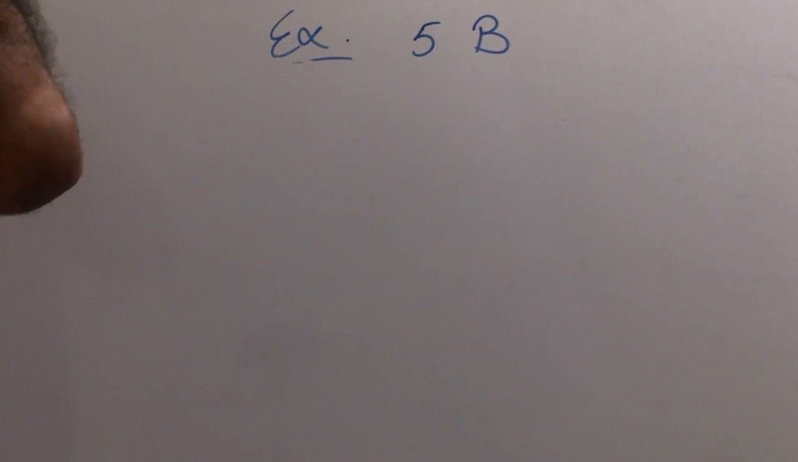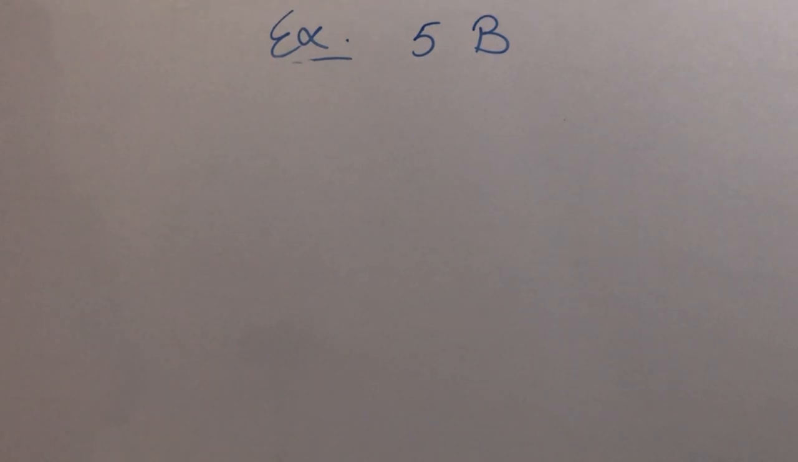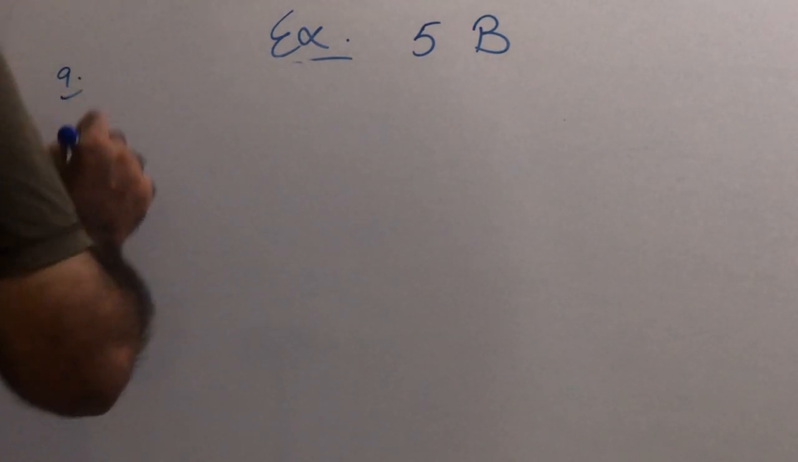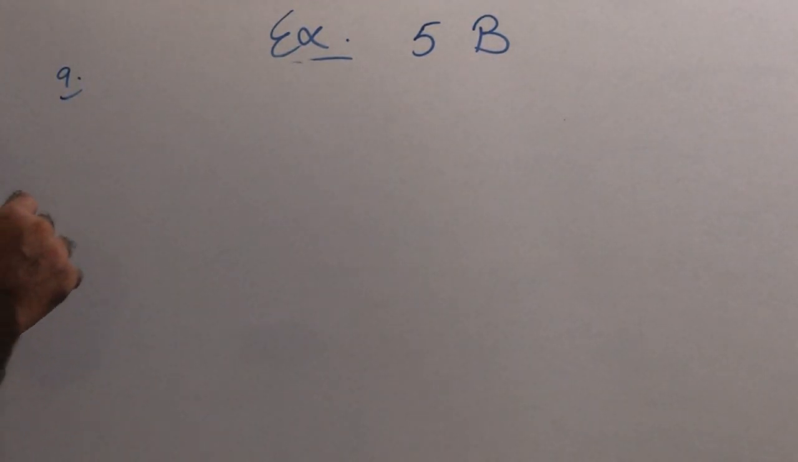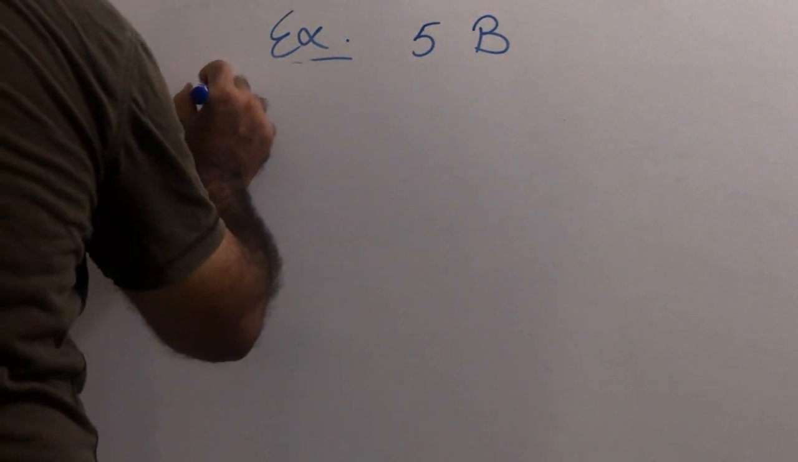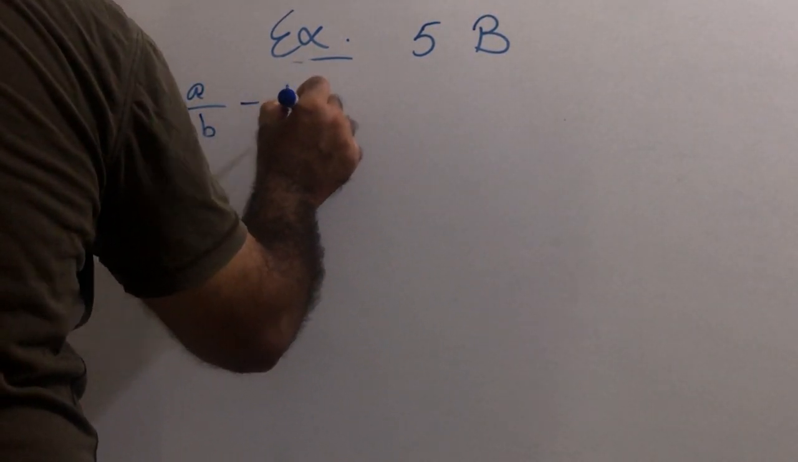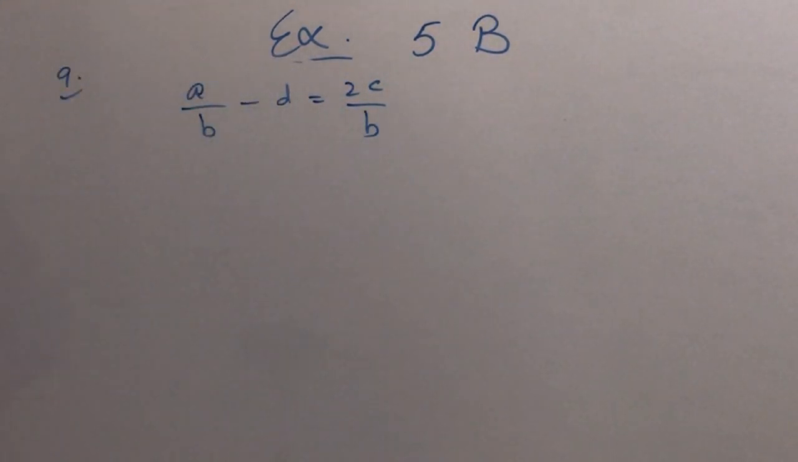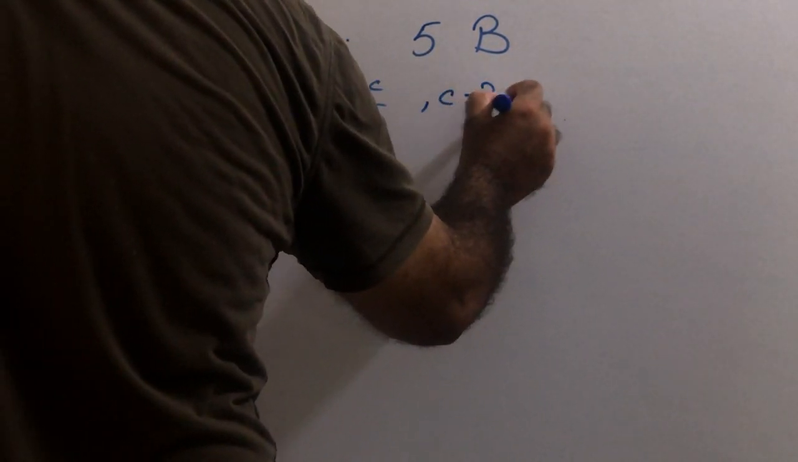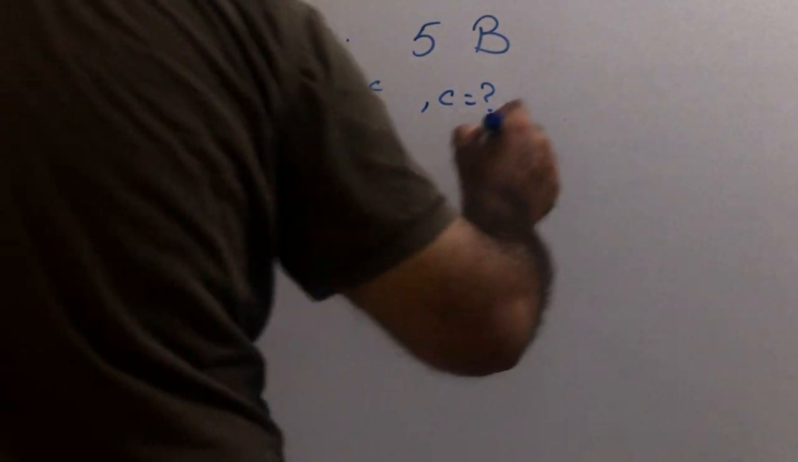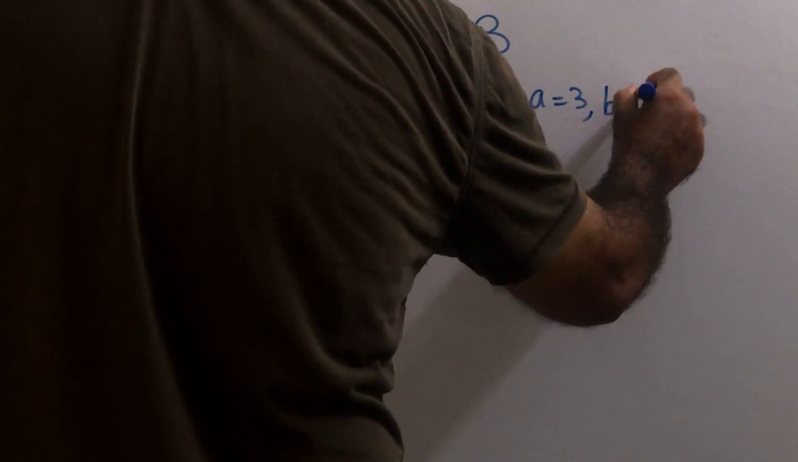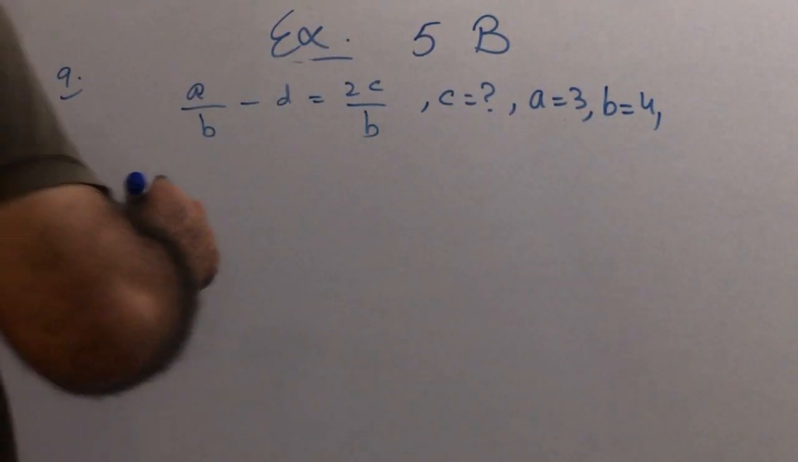Now, if we see the other parts, we'll try to give you the hints rather than completing the whole, so that you should also do something. Question 9 says A over B minus D is equal to 2C over B. This is an equation, this is a formula. We need to find C, wherein we have A is equal to 3, B is equal to 4, and D is equal to minus 5.